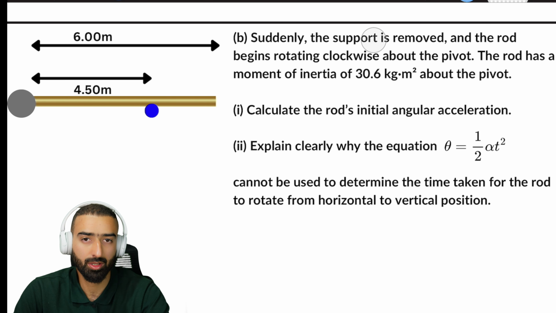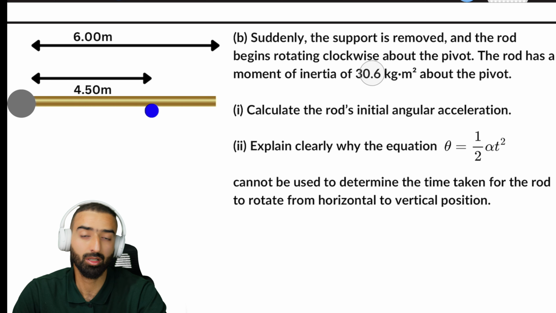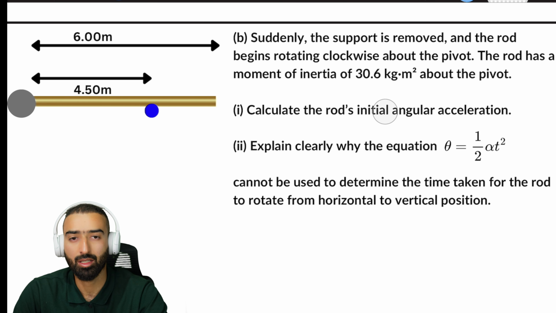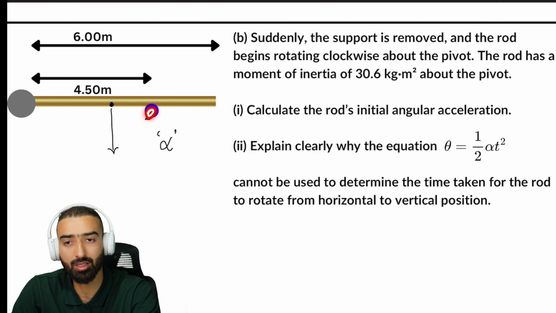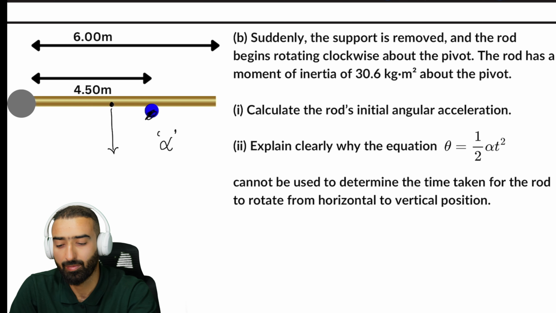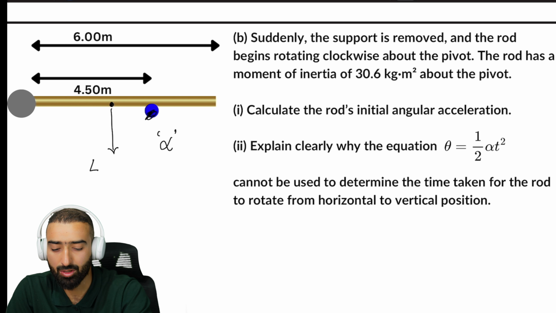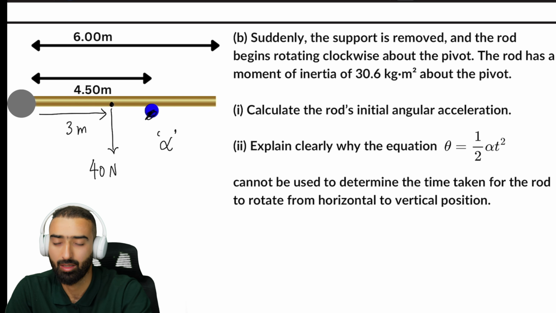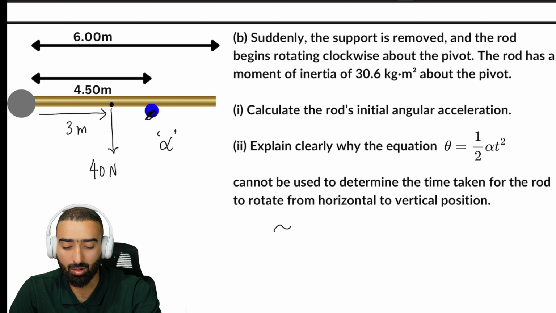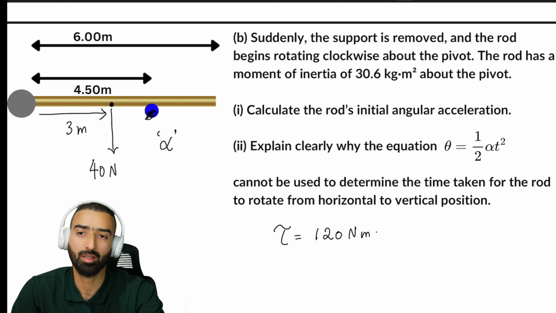Suddenly the support is removed and the rod begins rotating clockwise about the pivot. The rod has a moment of inertia 30.6 about the pivot. Calculate the rod's initial angular acceleration. Since this support has been removed, there is no upward force on the rod. We just have the force of gravity, which is 40 newtons, acting 3 meters away. So the only torque acting on the rod is 120 Newton meter due to gravity.